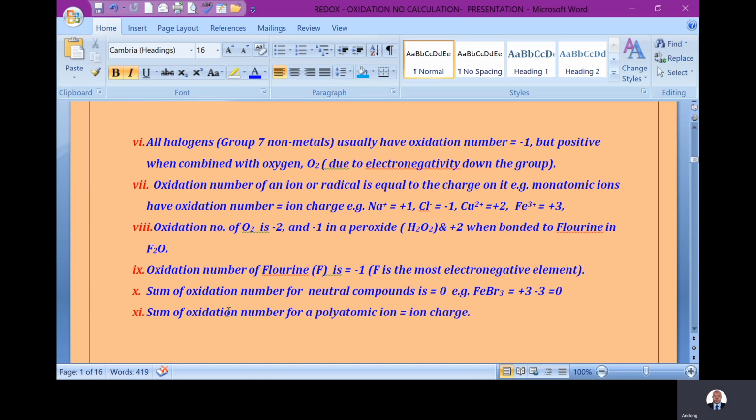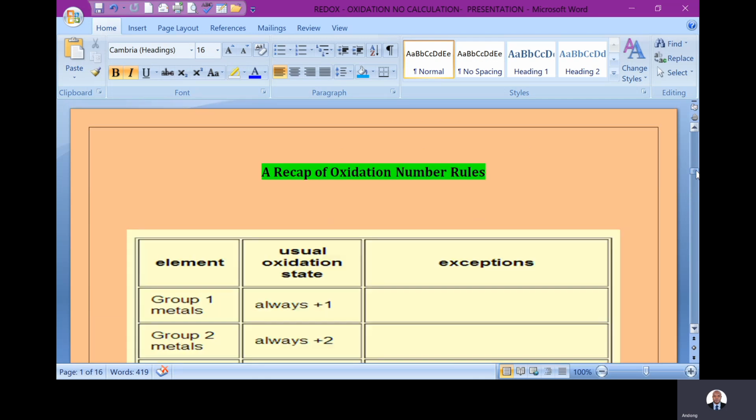Oxidation number for neutral compounds is 0, as we said. For example, iron bromide. The oxidation number for a neutral compound is 0. The total of it must be equal to 0. The sum of oxidation numbers for a polyatomic ion is the charge on it. The charge on it indicates the oxidation number.